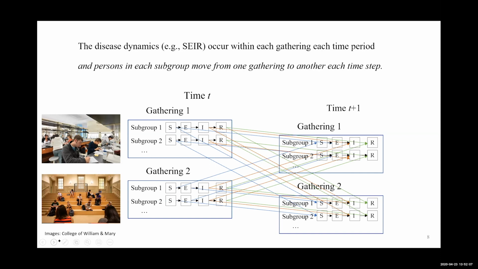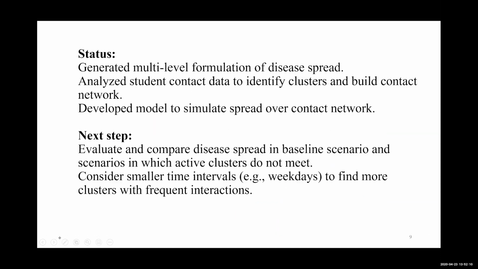So our status is that we've generated this formulation of the disease spread model. We've analyzed the student contact data from the Copenhagen network study. We're grateful for that data. And we've developed a model to simulate the spread over the contact network. Unfortunately, I don't have time to show that today. Our next step is to evaluate and compare the disease spread in a baseline scenario and scenarios where the clusters do not meet, and then also consider different time intervals to find different sets of clusters that have frequent interaction.